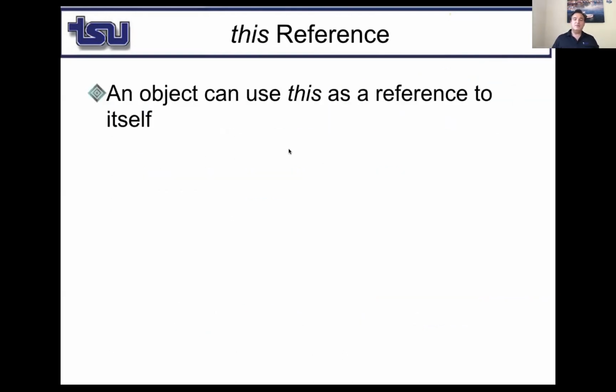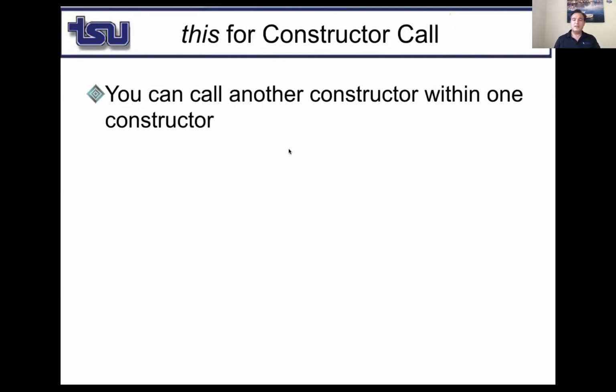This is tricky. Now, this reference, I want you to listen carefully to this portion, because this is a reference to yourself. If you are an object with this, you refer to yourself. Let's see what it means. Let me show you the uses of this first. You can call another constructor within one constructor.